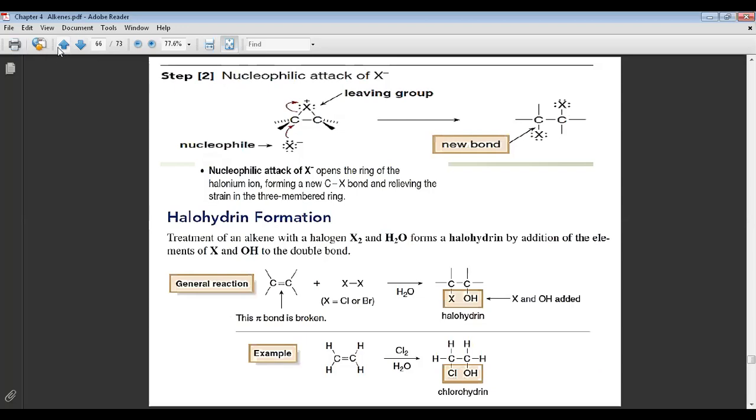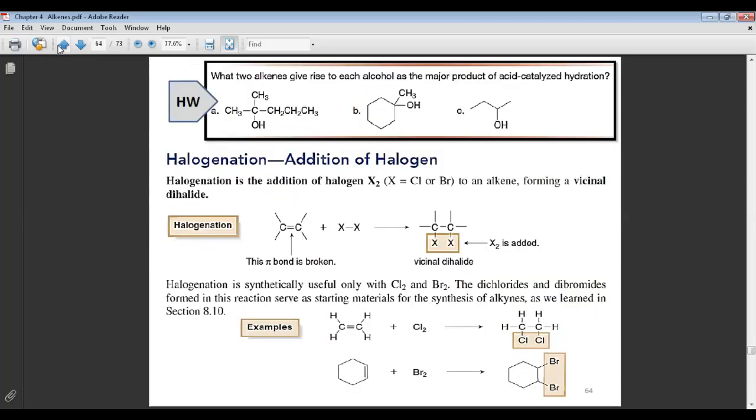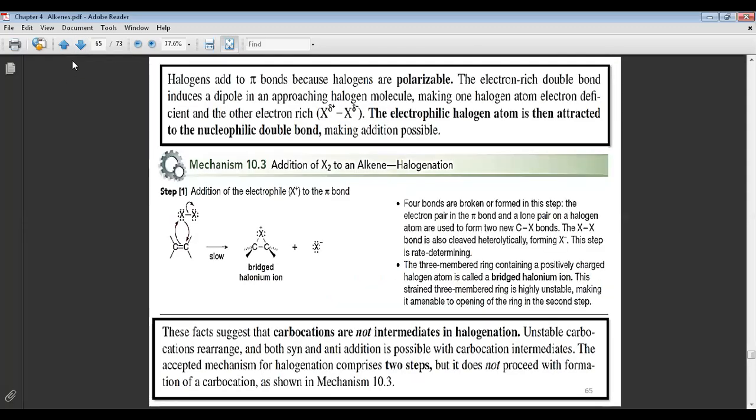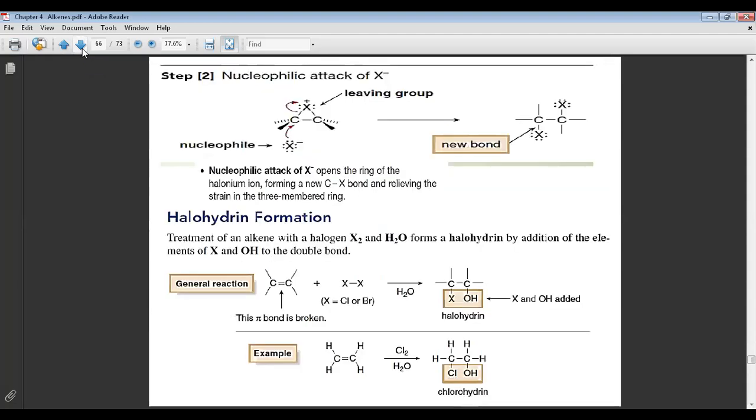Do you understand? Do you have a question here about the addition of the halogen or the mechanism? Okay, now we will go to the next reaction, the halohydrin formation.